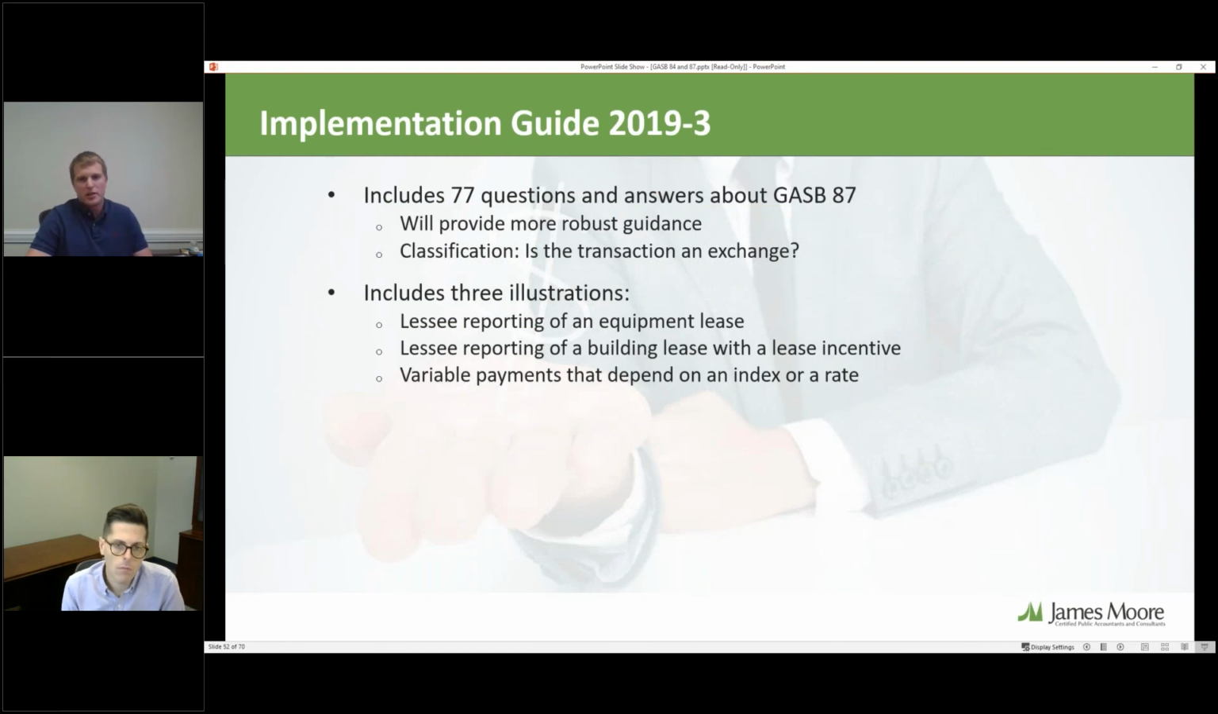There it is. It actually has 77 questions overall. There are also 3 illustrations. One of them is pretty similar to the one we just went over, where there's a reporting of an equipment lease. There's also an example with a lessee reporting of a building lease that also includes lease incentives. And there's also an example with variable payments that are dependent on an index or rate.